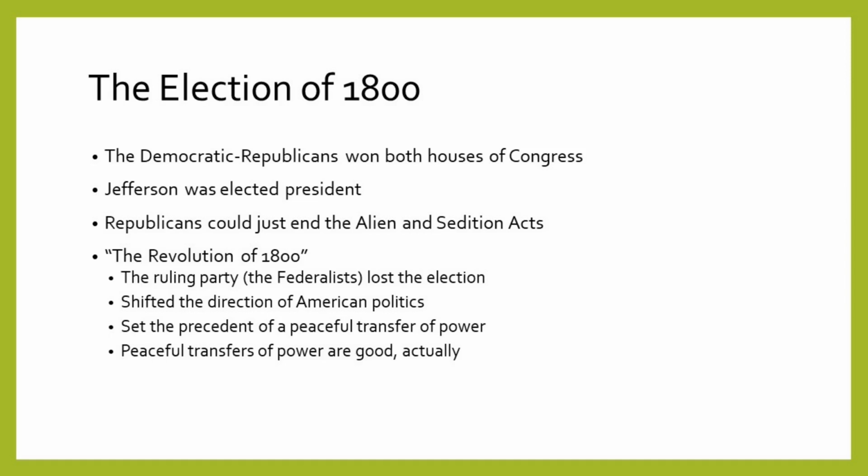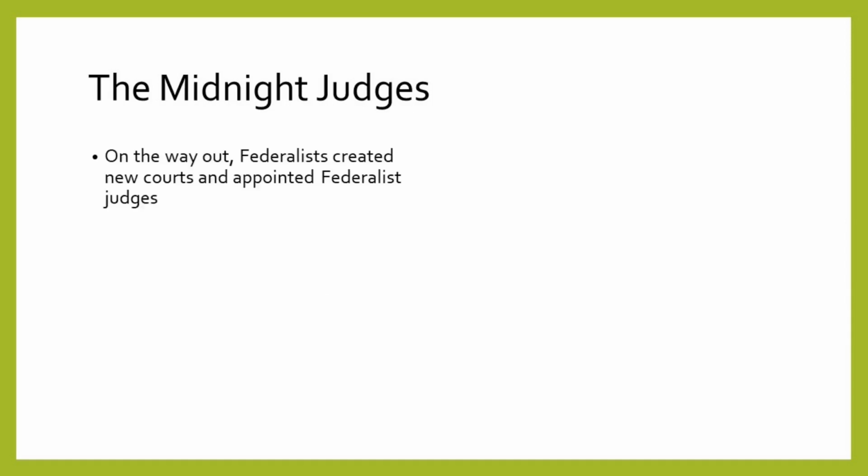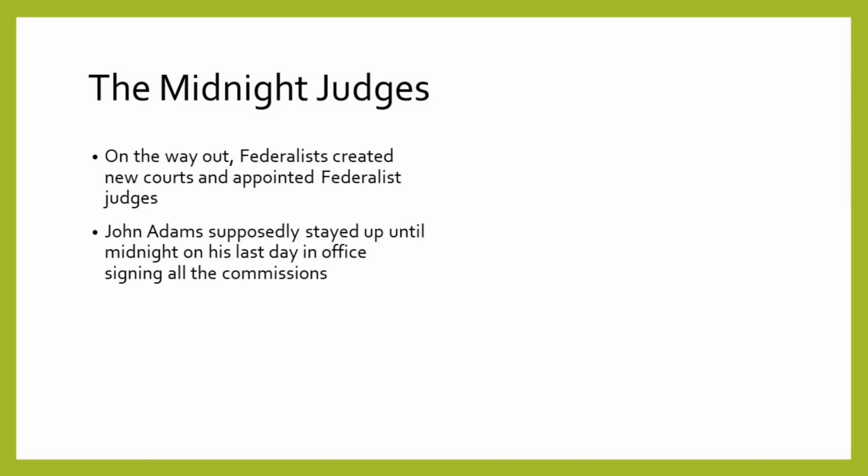On his way out, however, Adams left the country a sort of parting gift. The Federalists created a bunch of new courts and populated them with mostly Federalist judges. The rumor was that John Adams literally stayed up until the middle of the night on his last day in office to sign all the commissions for these new judges, so they've become known to history as the Midnight Judges.